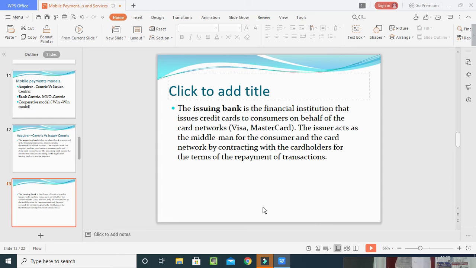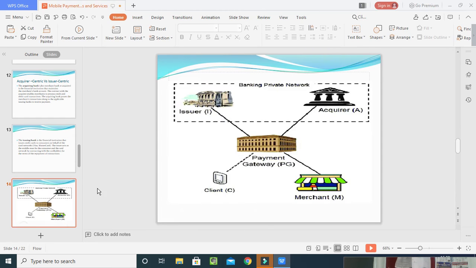So now I will show you the picture so that you are able to understand this. See here, this is an issuer, this is an acquirer. The bank is issuing the payment, he will pay, he is acquiring. And what is he issuing? He is issuing the debit card. This is the client and this is the merchant. He will pay the amount to the merchant, and this is the gateway. All these transactions will take place.